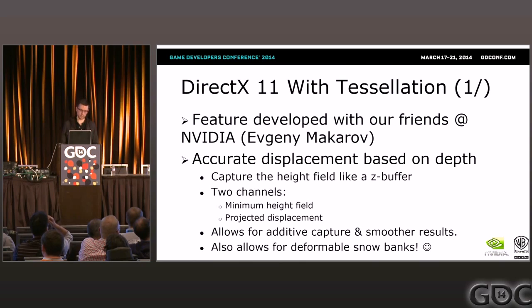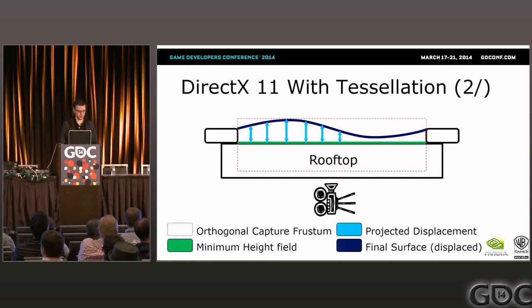And the latest version has 2 channels. So we have a minimum height field and the projected displacement. Having those allows for additive results, which I'll show an image of what it looks like, and allows for basically any kind of deformable surface, such as a snowbank. So here's what it basically looks like from the side. You have your orthogonal capture frustum, your minimum height field in green, your projected displacement in blue, and the final surface that is displaced in darker blue.